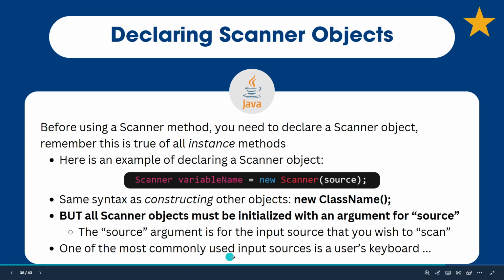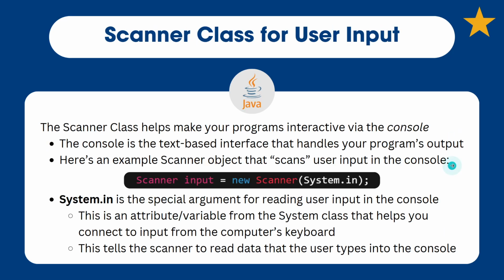So one of the most commonly used input sources is a user's keyboard. And that's the one we definitely want to use in a lot of our programs: prompt the user, hey, can you type in your name? Can you type in your age? Can you type in whatever value, and interact with your program? So if you want to actually use that source, which is the keyboard, you're going to need to use a special argument, and that's the System.in argument.